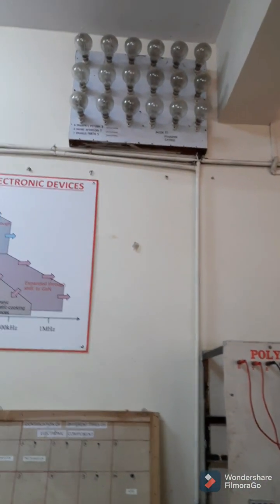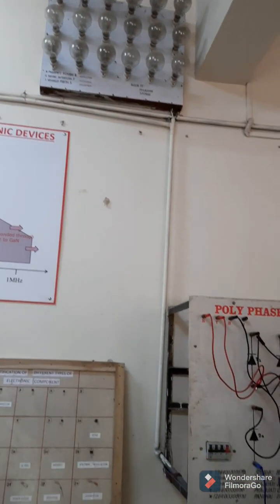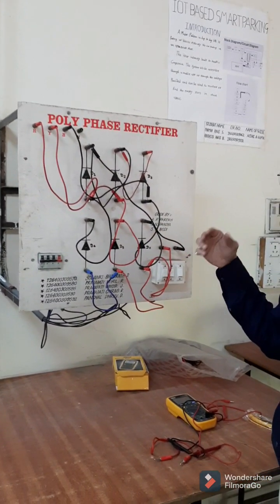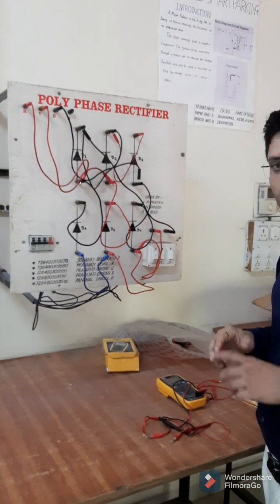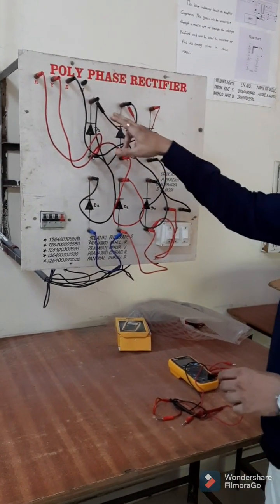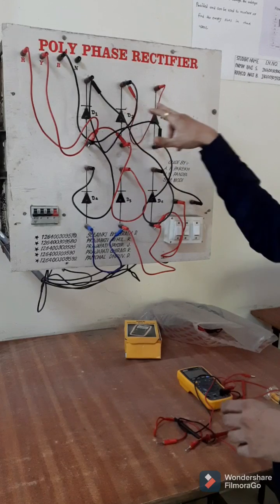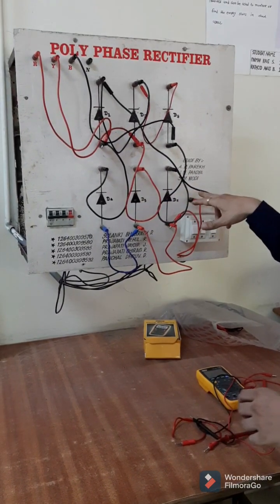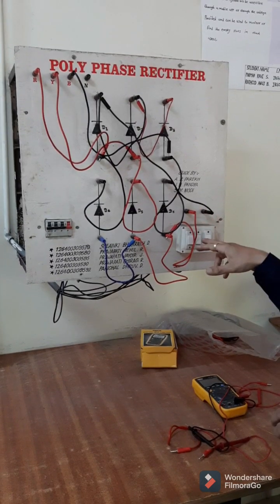We have a lamp load connected over here, but if the voltage available is greater than 230 volt, then we will not be able to connect those loads. We will just see what the output is. And we have 6 diodes. Diodes D1, D2, D3 are called the positive group of diodes, and D4, D5 and D6 are called the negative group of diodes.